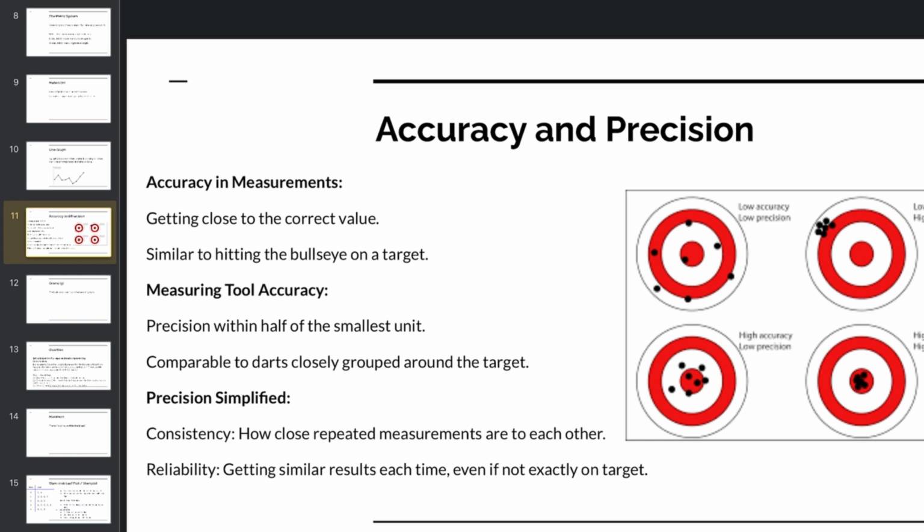Accuracy in measurements: getting close to the correct value, similar to hitting a bullseye on a target. Measuring tool accuracy: precision within half of the smallest unit, comparable to darts closely grouped around the target. Precision simplified: consistency, how close your repeated measurements are to each other. Reliability: getting similar results each time, even if it's not exactly on target.